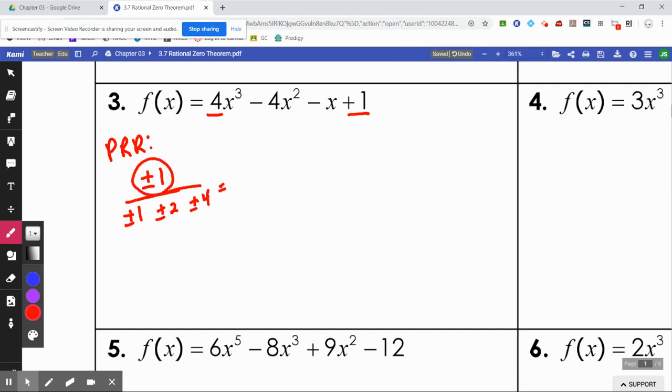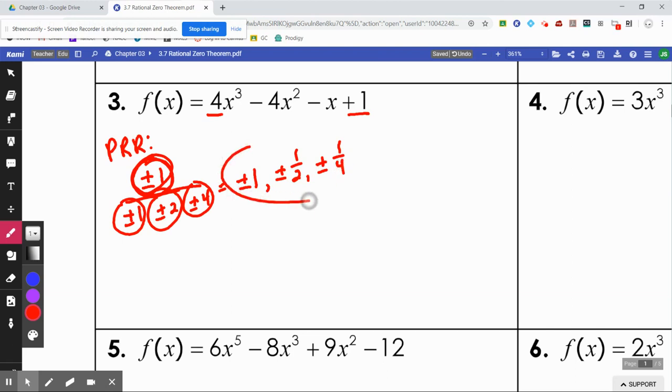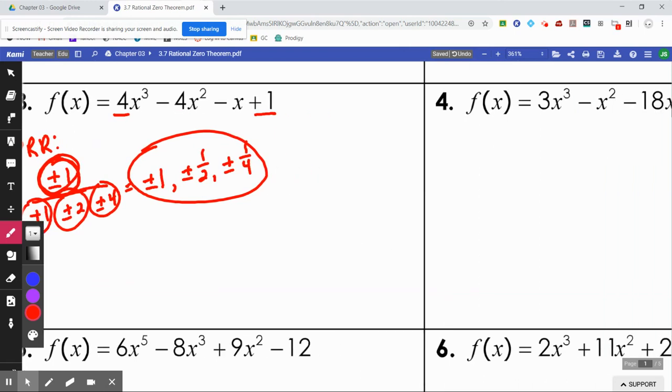Let's start with 1 over 1. 1 over 1 is equal to 1, comma, 1 over 2 is positive and negative 1/2, or 1 over 4 would be a positive or a negative 1/4. So those 6 rational numbers are the 6 possible rational roots of this function.